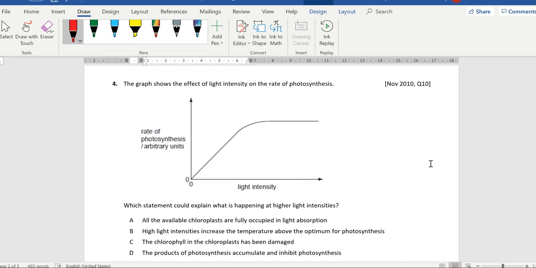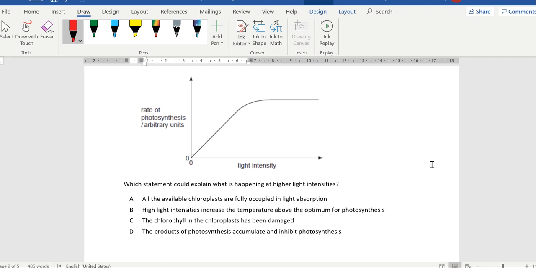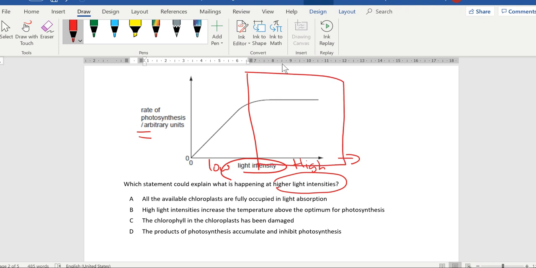Question number 4, the graph shows the effect of light intensity on the rate of photosynthesis. So over here on the y-axis, it's the rate of photosynthesis, and on the x-axis is the light intensity. What statement could explain what is happening at higher light intensity? So it's asking about this part. The x-axis over here is high, here is low. How do I know? Because the arrow is going that way, and this is 0. So anywhere closer to 0 is low light intensity. Anything away from that is high. So we're going to look at this part of the graph.